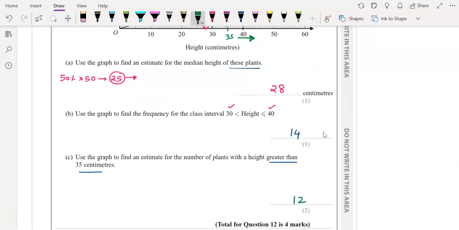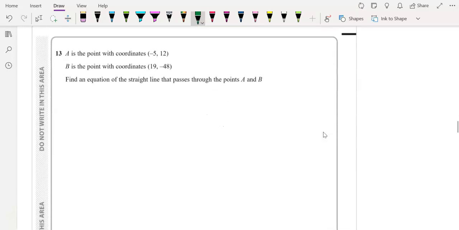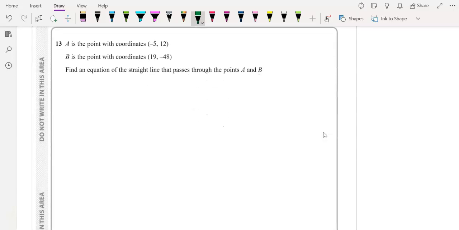Moving to question number 13. A is a point with coordinates -5, 12. B is a point with coordinates 19 and -48. Find an equation of the straight line that passes through the points A and B. To find the equation, we use the slope-intercept form y equals mx plus c. We don't know the y-intercept, we don't know the slope. So we need to work out these two, substitute here, and we get our answer.